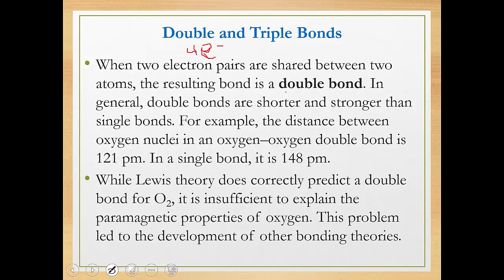Okay. That is known as a double bond. Now, if you were able to actually see those bonds and measure them, you would see that double bonds, because you've got more electrons and they're drawing it together, tend to be shorter and stronger than single bonds.